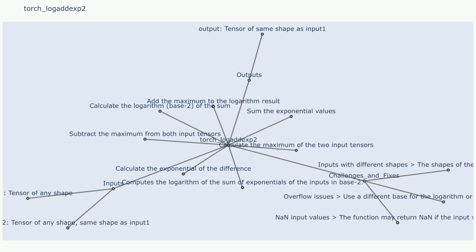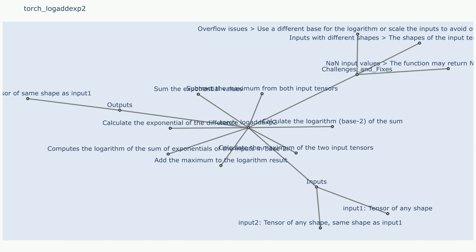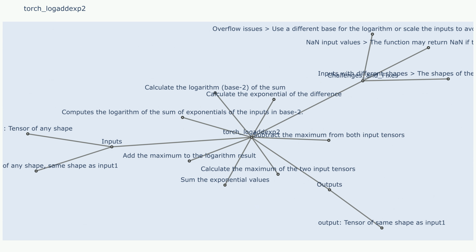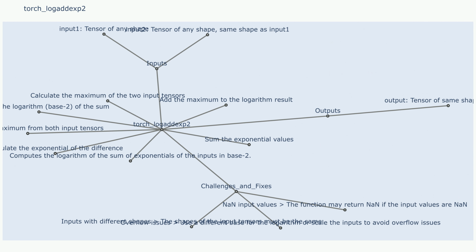Input 2: a tensor of the same shape as input 1. It represents the second input to the logaddexp2 operation. Outputs. Output: a tensor of the same shape as input 1 and input 2. It contains the result of the logaddexp2 operation, which is the log base 2 of the sum of exponentials of the two input tensors.